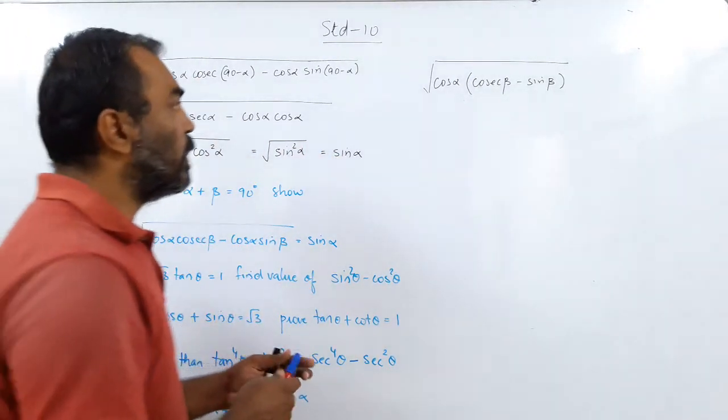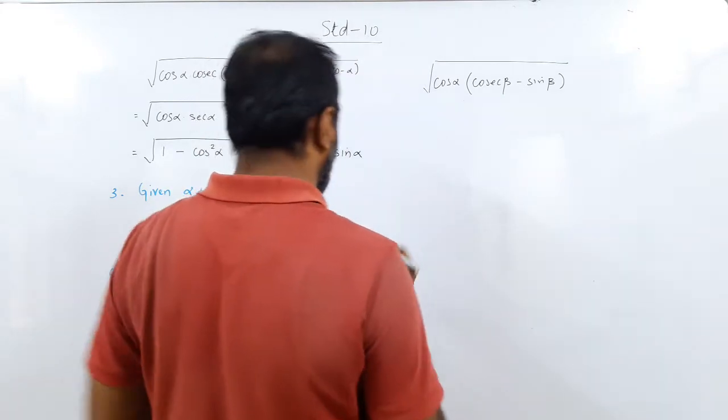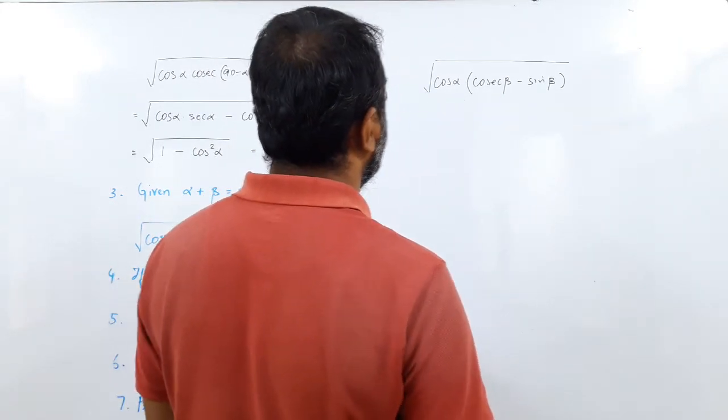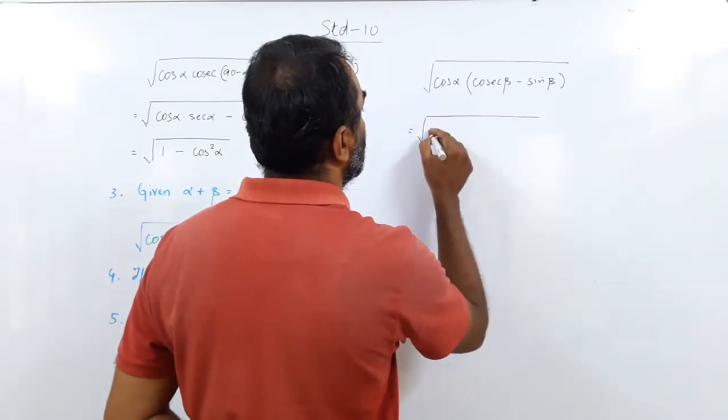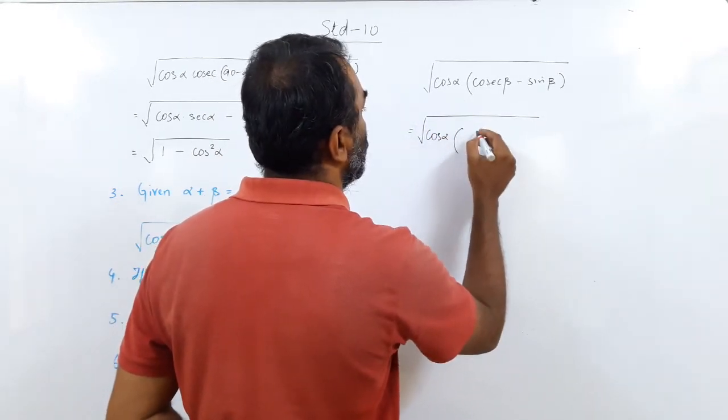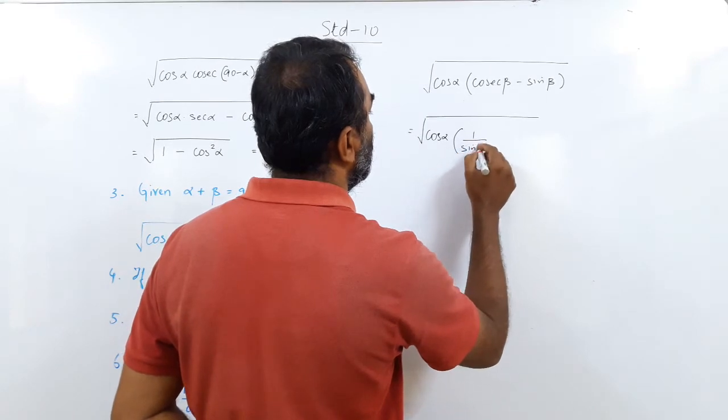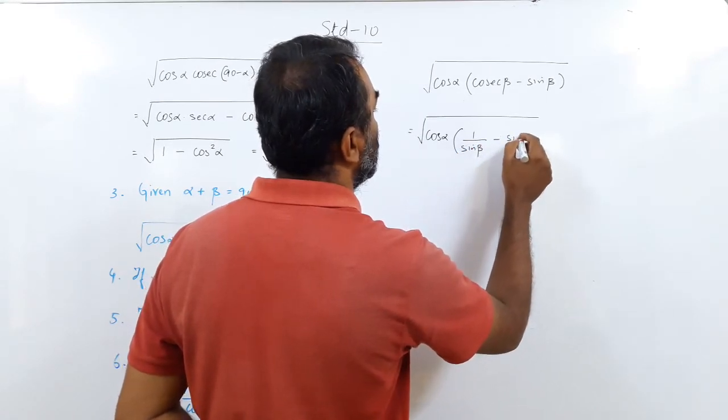Now we still keep the beta as it is, but let's see what happens. Let us continue and see where we reach. So cos alpha, now cosec beta is 1 upon sin beta minus sin beta.